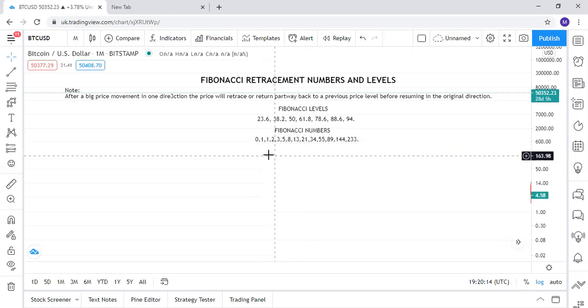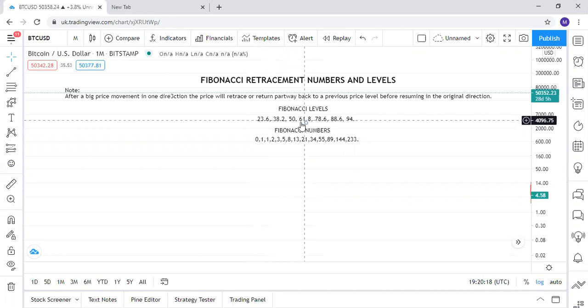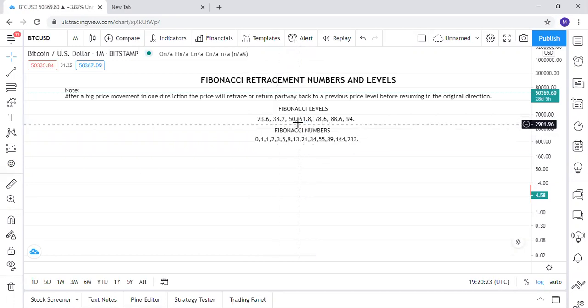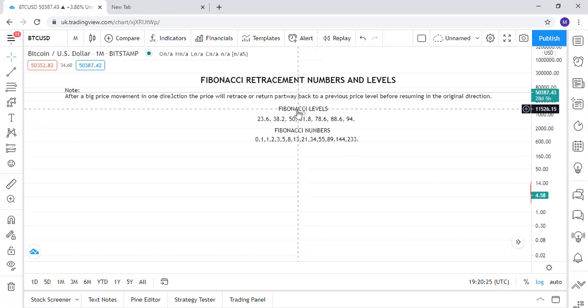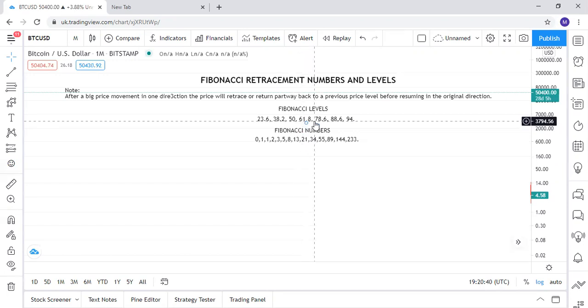So now, 61.8 is known as the golden ratio. It is the most important Fibonacci level, and it's called the golden ratio because almost all the time, the market will retrace, even if it's a large retracement, to 61.8. Do you understand? So when it retraces to 61.8, it will continue going back in its direction.